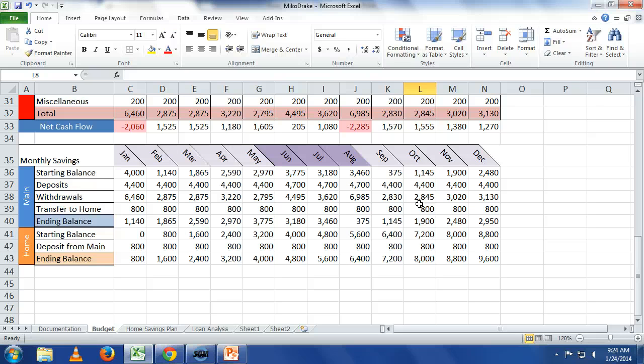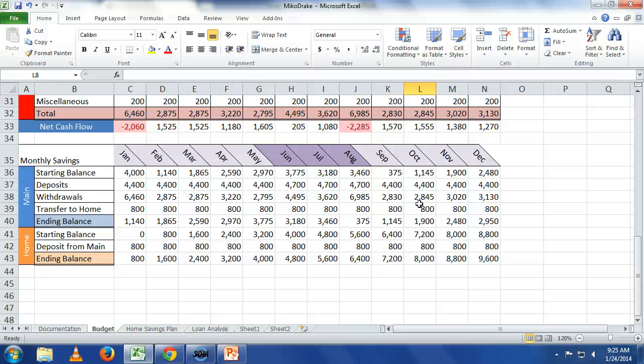And we are concerned that at some points our savings account gets very low. For example, in August, it gets down to $375, which doesn't give us much cushion if we have some kind of issue. Or perhaps even 1145 isn't good. So instead of transferring $800 every month, I want to change it. What the book suggests, though there are a lot of different ways we could do it, is we're only going to transfer that $800 if our cash flow is positive in a given month. Okay, so only if our net cash flow is positive.